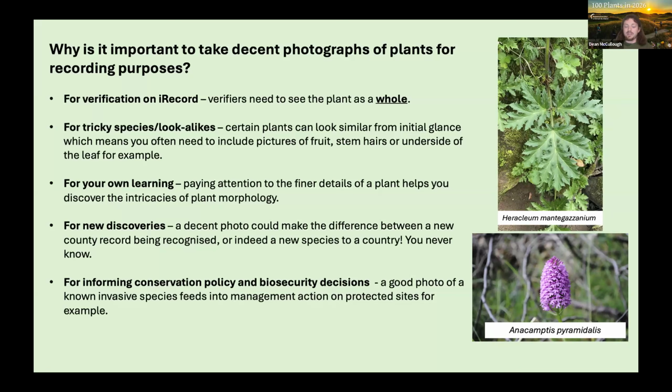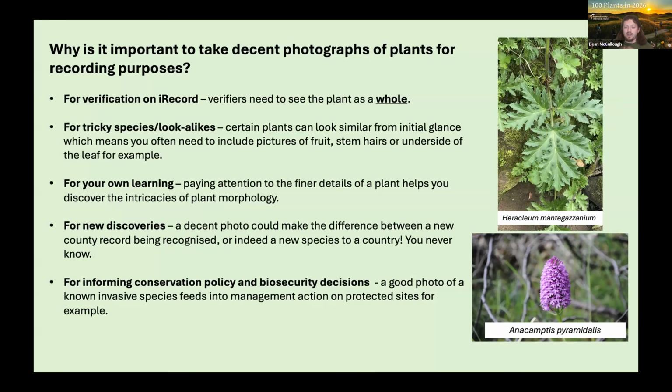The fourth point is for new discoveries. So again, you might think as a beginner, I'm never going to come across something new. But it has happened before and it continues to happen, because people take a photo of a plant and it turns out that it could be new to their vice county, it could be new to the country. So you really do never know. And then the last reason is a bit of the application: for informing conservation policy and biosecurity decisions. So for example, if you take a nice, decent photo of a known invasive plant species, that hypothetically could feed into management action plans and protected sites.